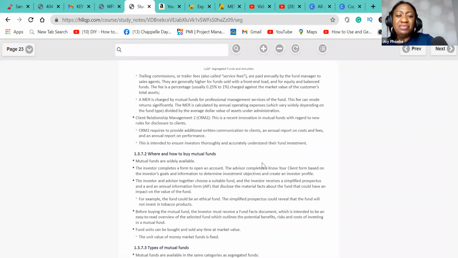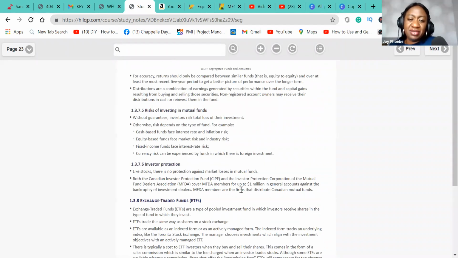All right. What are the risks associated with investing in mutual funds? Without guarantees, investors risk total loss of their investment. This is a typical case of on your own. Cash based funds face interest rate and inflation risk, of course. You see, mutual funds can invest in all these things: cash, equity, fixed income. So cash based funds also face inflation risk and interest rate risk.